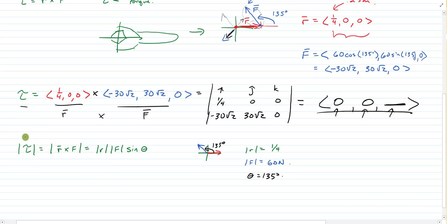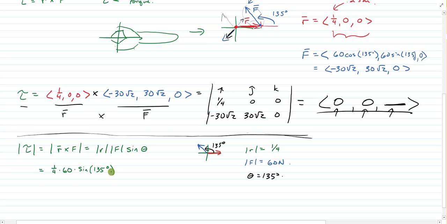So folks, that whole first 7 minutes of this video really weren't necessary to answer just this part of the question. To find the magnitude of the torque, we're just going to take 1/4 times 60 times the sine of 135 degrees. And if we compute that, that would be 15 times the square root of 2 over 2, and then torque is measured in Newton meters.